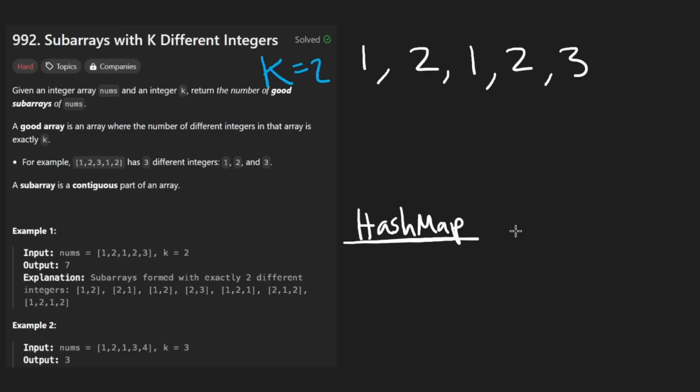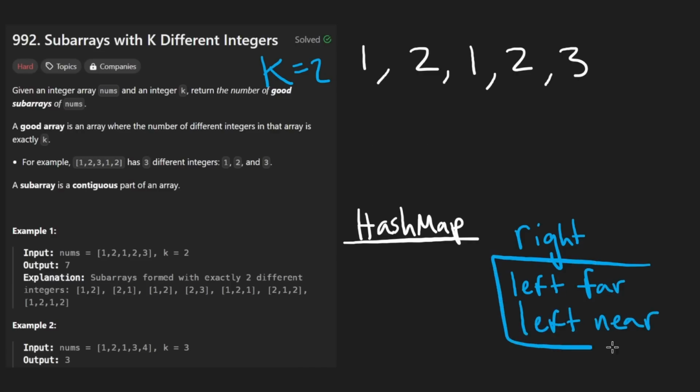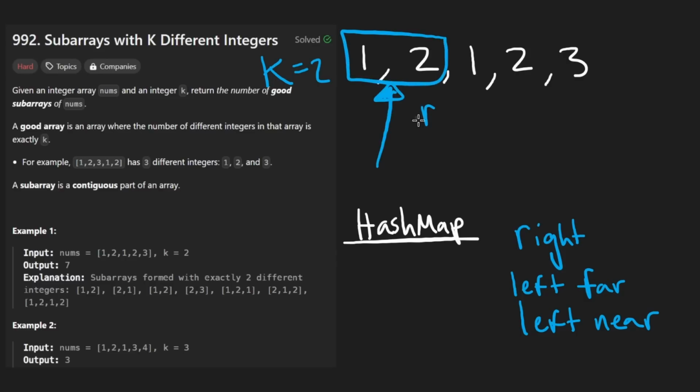yourself. I'm going to keep track of 3 pointers: the right pointer, the left far pointer, and the left near pointer. So initially, the left far and left near are both going to be set here. And same thing with the right pointer is also going to be set here. Now the right pointer is going to be over here. This window is valid, so of course we increment our result, but we do not exceed k, therefore we don't shift either of these pointers, and we also don't have an extra element, so we don't shift either of these pointers again. So these will both stay here for now.